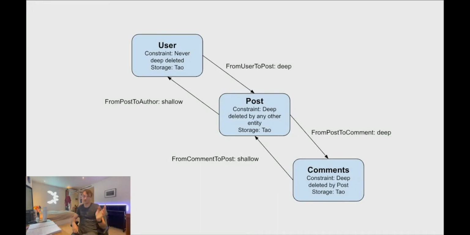Here we have constraints put on those schemas, as examples. On user, the constraint is never deep deleted. This is a constraint we use, for instance, when we never want the object type to be deleted as part of another object's deletion. So if you have this constraint, you wouldn't be able to start a page deletion that would then cascade down to deleting users. And that's a safeguard we have in place to prevent erroneous deletions.